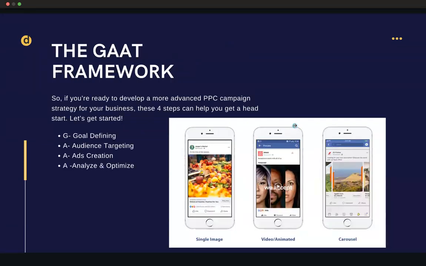Yeah, so I have a framework of my own for you to have a PPC strategy, because enough of the talking and this and that. We are going to go straight into class work, right? Please make sure you are writing down, you're taking notes, because this is proper class work. I feel like you guys are students. You guys should feel like you're in a class right now, maybe in university. So if you're ready to develop a more advanced PPC campaign strategy for your business, these 4 steps can help you get a head start.